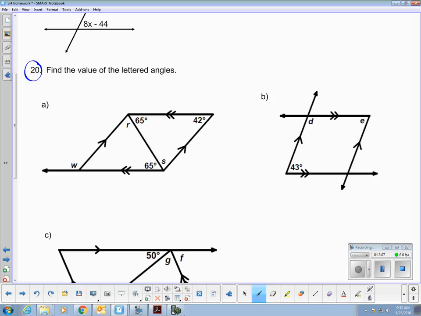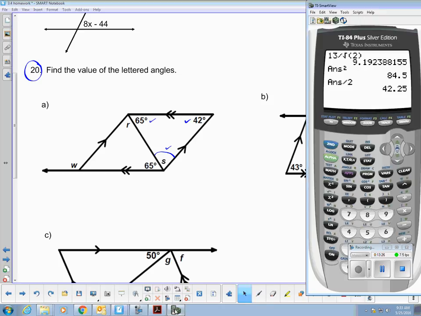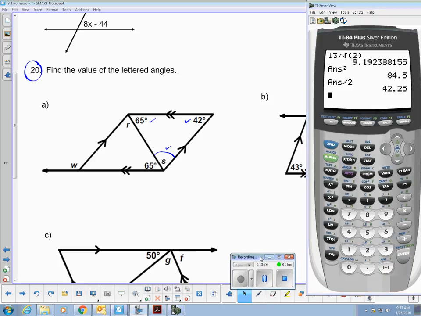Number 20 is asking me to find all the missing angles that are letters. So let's take a look at angle S. So to find the angle S, what I do know is that the three angles in a triangle must add up to 180 degrees. So I'm going to start with 180. I'm going to subtract the first angle, 65. Subtract the second angle, 42, which leaves angle S as being 73 degrees.